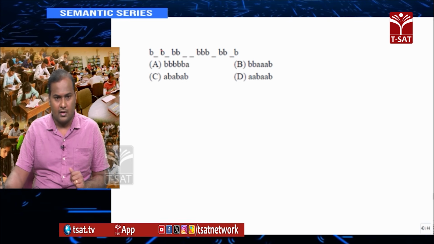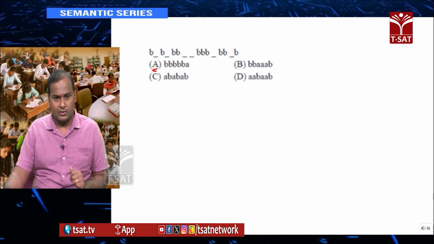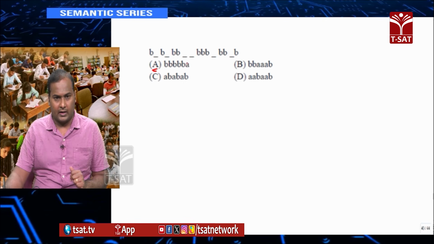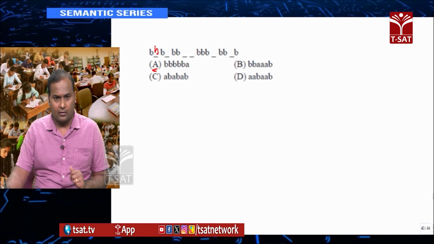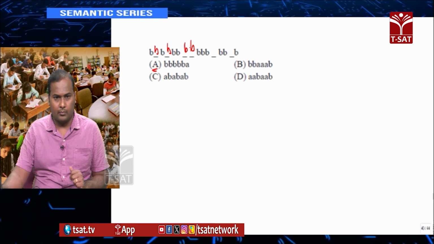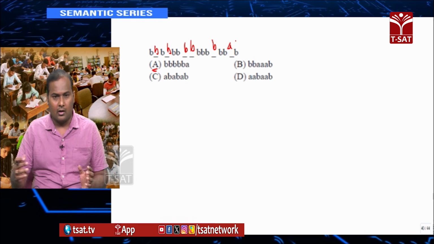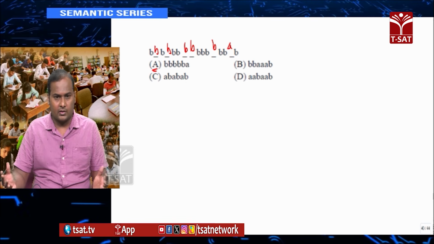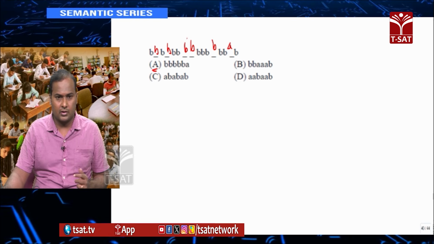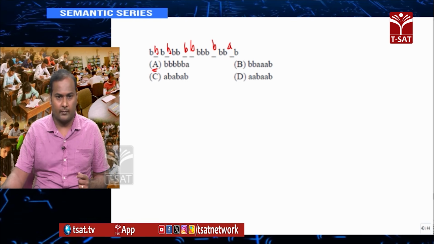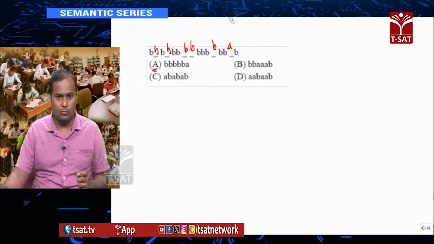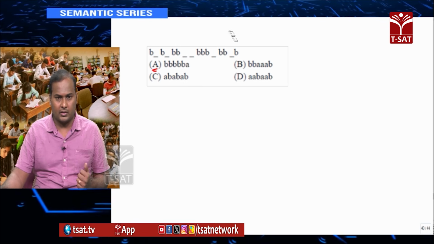For example, if you see option A, in option A all B's are there and again ending with A. So if I keep on filling with B, everything with B, and final with A, I will not get any kind of series. This is not possible because there is no repetition or no pattern being followed. So I can't go with option A. The moment you see option A, you just eliminate option A.